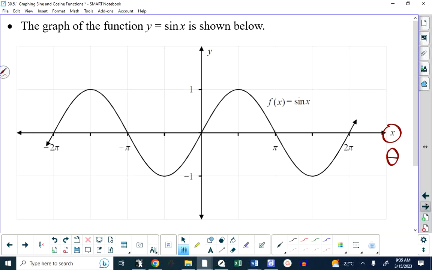When we have a rotation angle of pi over 2, what's the y coordinate? 1. And the reason why at pi over 2, the y coordinate here is 1, listen very carefully, is not because this is the y coordinate, but because this is the sine of theta. We're plotting on the vertical axis here the sine of theta.